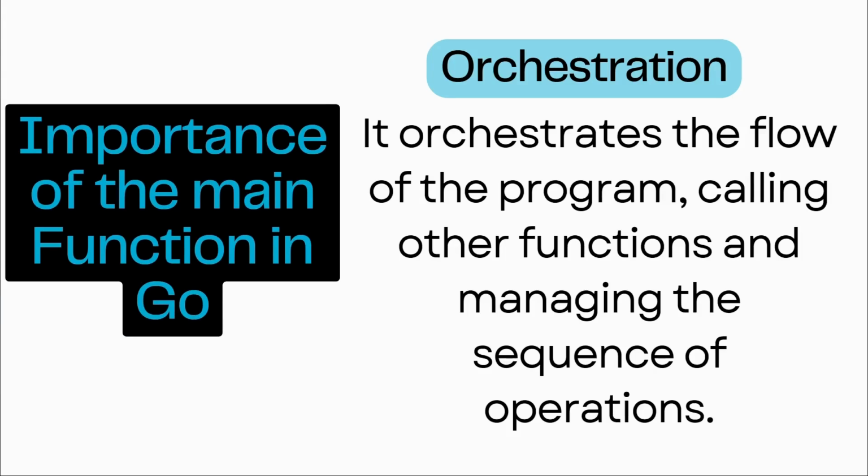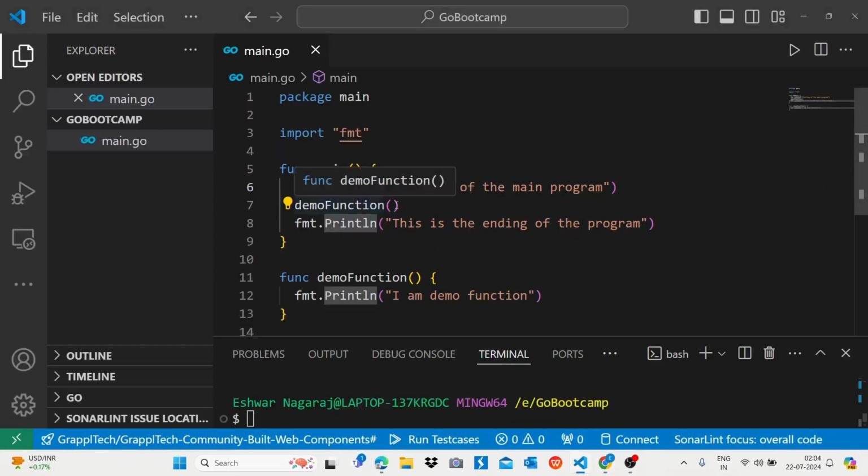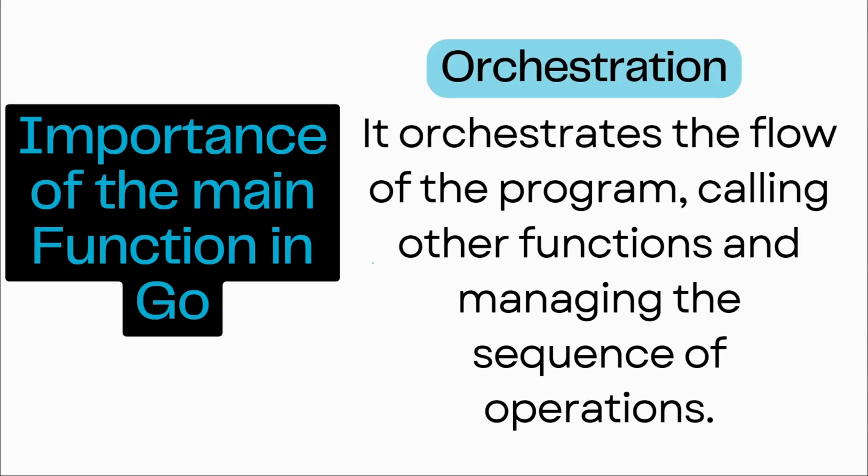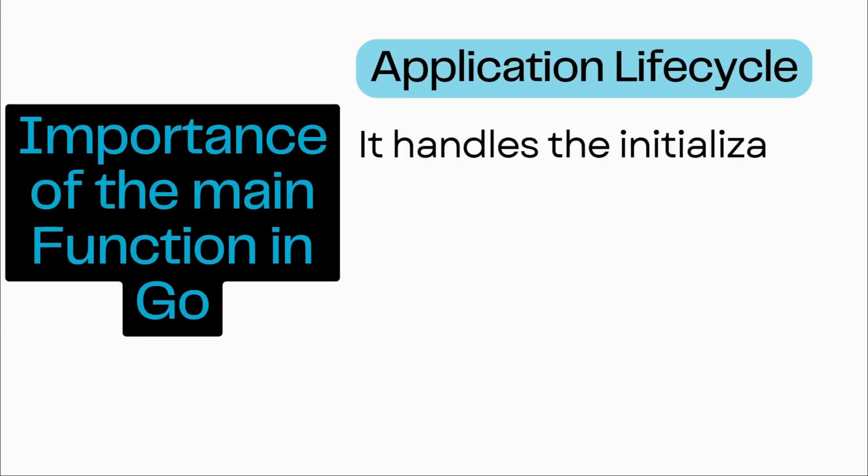Okay, and orchestration. It orchestrates the flow of the program, like calling other functions and managing the sequence of operations. Like here we saw, right? It is able to call other functions in it, and it is maintaining the sequence. First it printed line number 6, then the control went to the 7th line, and finally it ended the control at the 8th line. So it is able to maintain the flow and the sequence of operations, and it is even able to execute other functions as well. That is the importance of the main function.